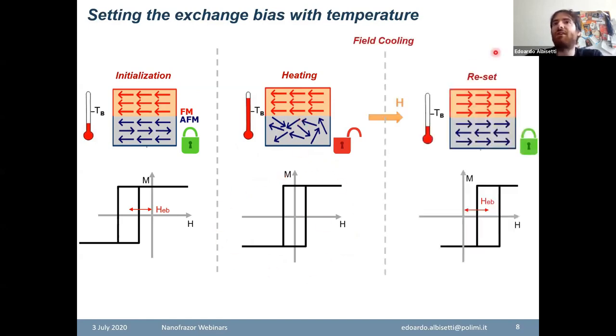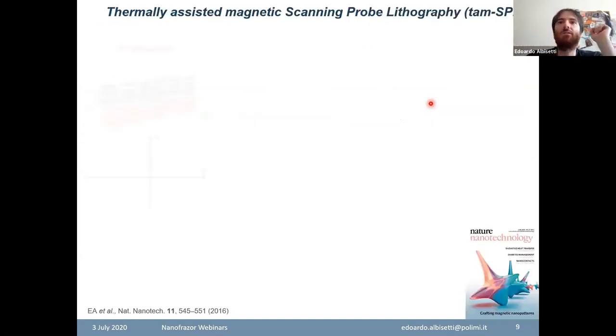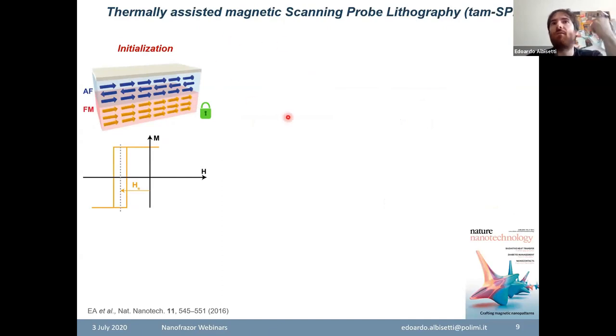Then if you apply an external field while cooling down below the blocking temperature, you can rewrite the magnetization and the exchange bias in the direction of the applied external field. So by combining heating and the application of an external field, you can rotate the magnetization as you want in your ferromagnetic material. And this is conventionally done at the macroscopic scale by heating up, for example, in an oven or on hot plates in the presence of an external field, for blocking the magnetization of the whole film in your chip in one direction. So our idea was simply to perform the very same mechanism, but at the nanoscale with the heated tip.